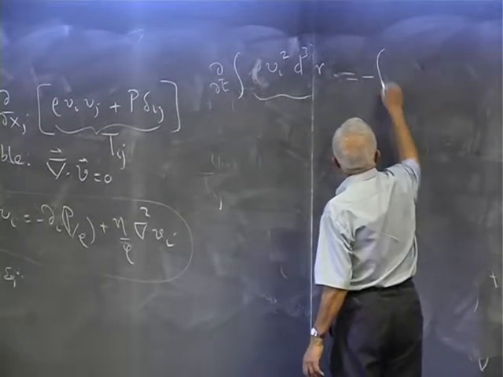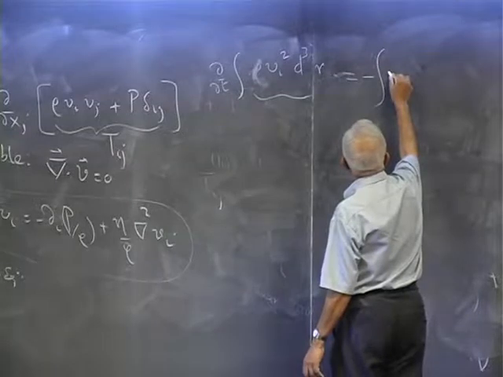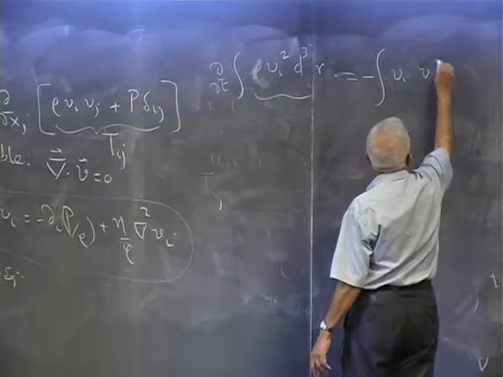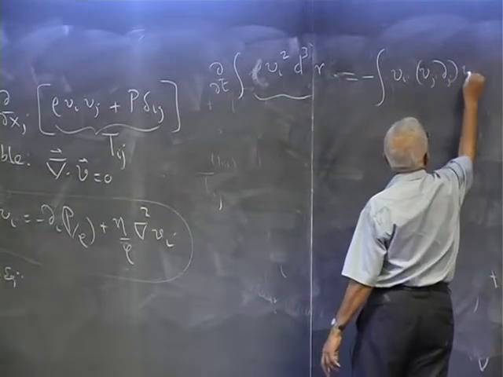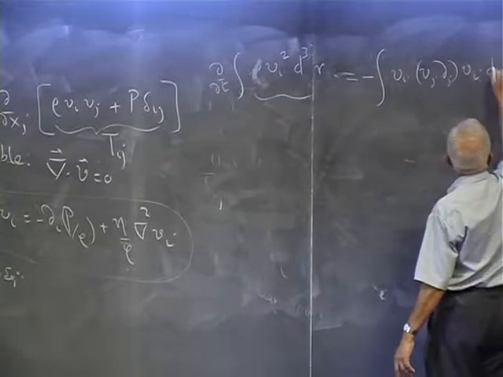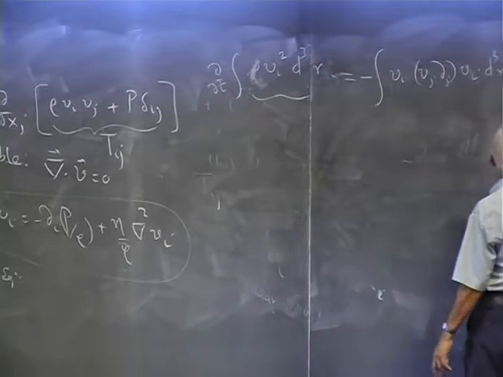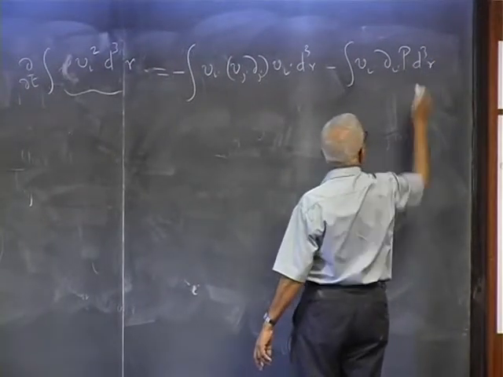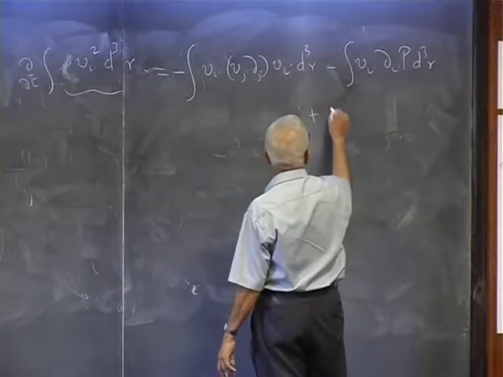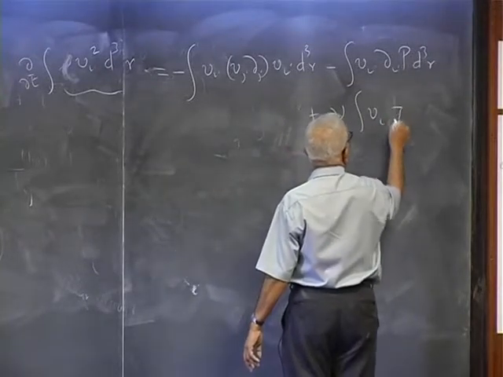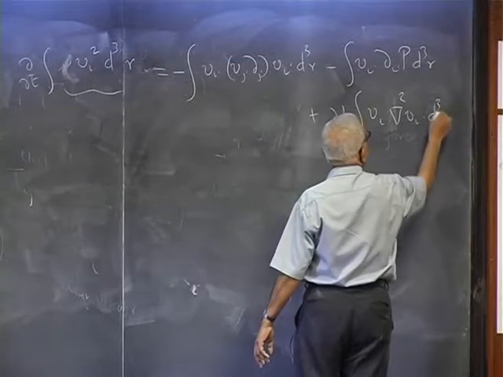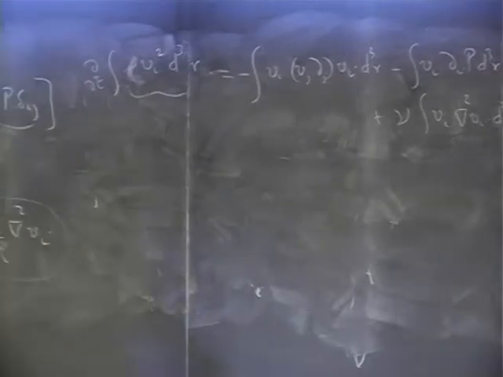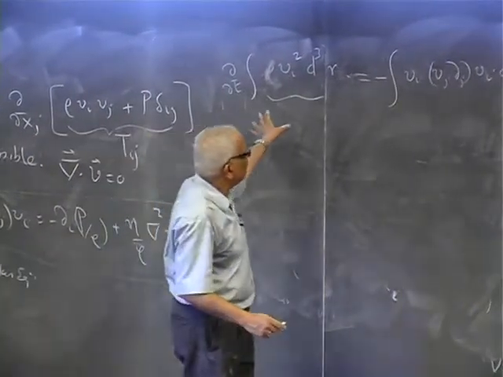So this is minus integral v_i v_j ∂_j v_i d³r, minus v_i ∂_i p d³r, plus nu v_i ∂² v_i d³r. So that's the energy balance over here.